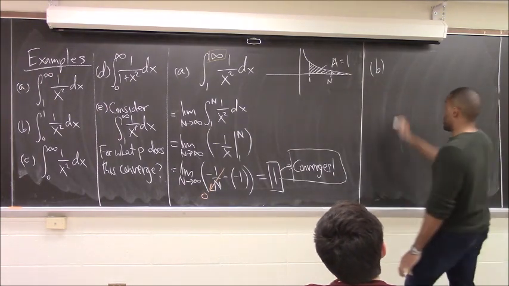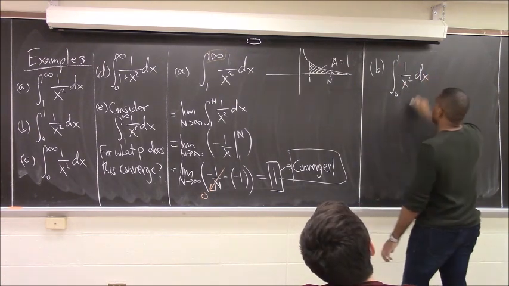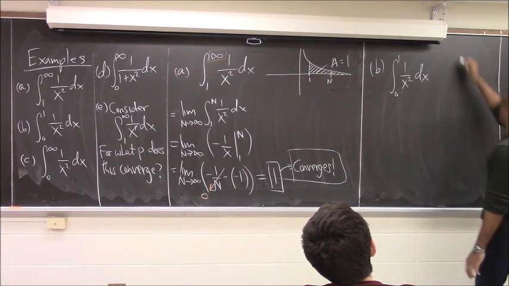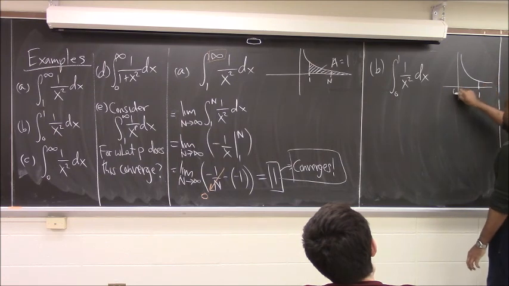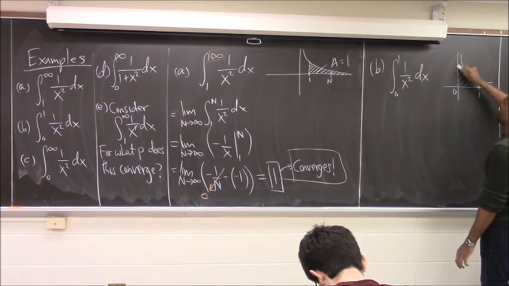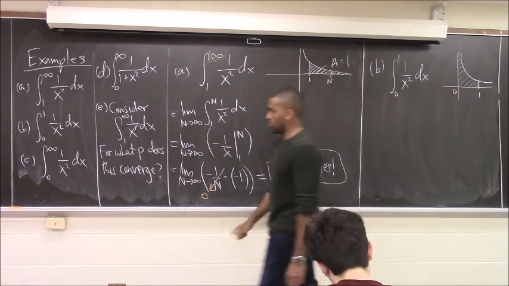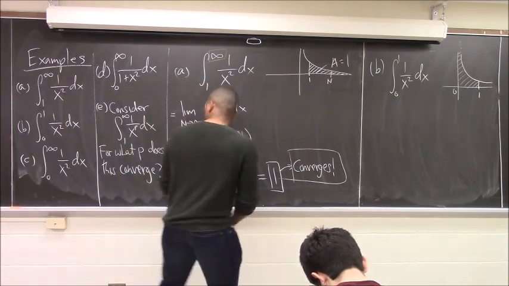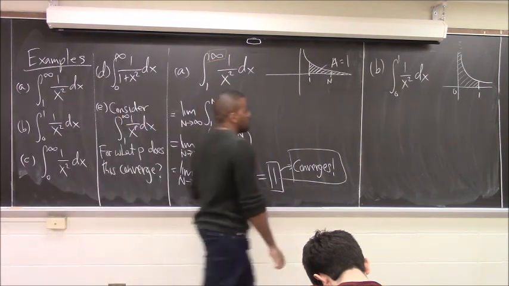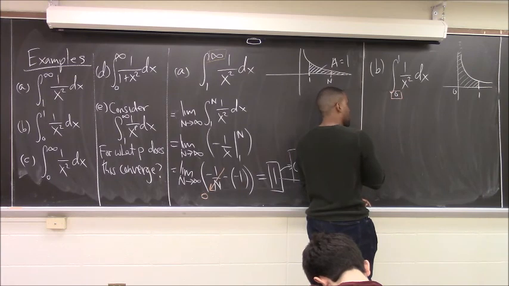Let's look at a different part of this guy. So looking at the same function, 1 over x squared, let's see what is the area between 0 and 1. So here's our function, here's my 1, here is 0, I want to actually compute that area. Obviously here 0 is a bad point, our function is undefined there. So what I'm going to do is approach 0 with a limit.